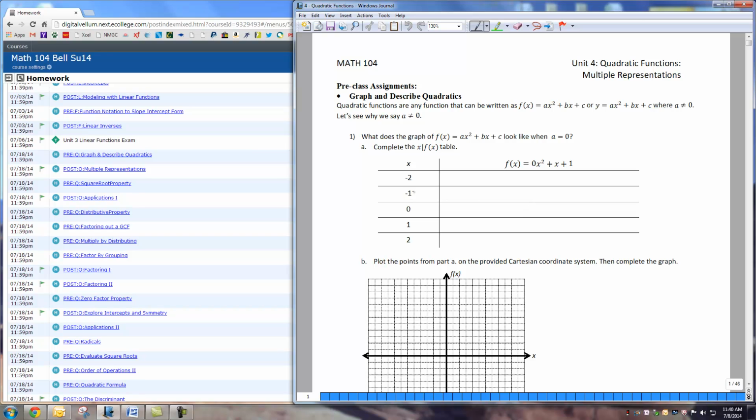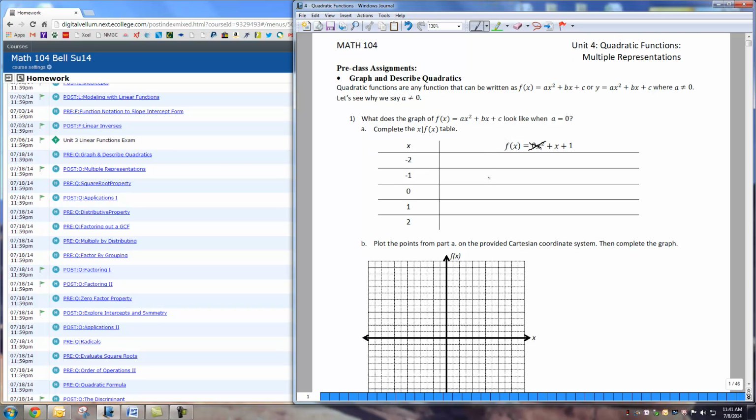First thing I want to talk about here is this first chart, which basically shows the general form of a quadratic, which is f of x equals ax squared plus bx plus c, where a, b, and c are all constants. And a cannot equal 0. If a equals 0, essentially all we have is a linear function, x plus 1. So it just creates a line. So a cannot be 0, or it's not a quadratic function.